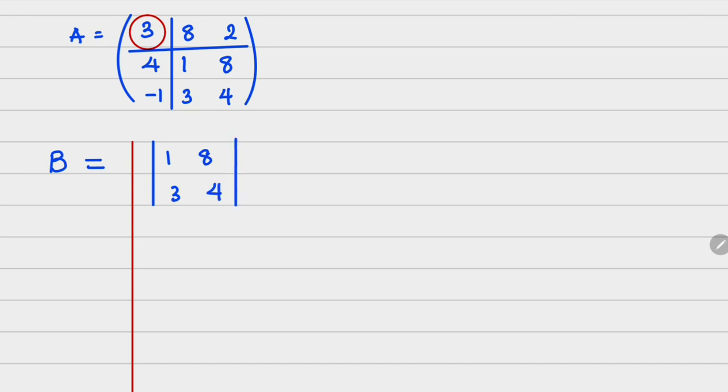Very important. Now, when we cover 8, anything that has to do with the column and the row of 8 will be taken up. So I'm going to be left with 4, 8, minus 1, and 4. Now, covering 2, what I'm going to have will be 4, 1, minus 1, and 3.